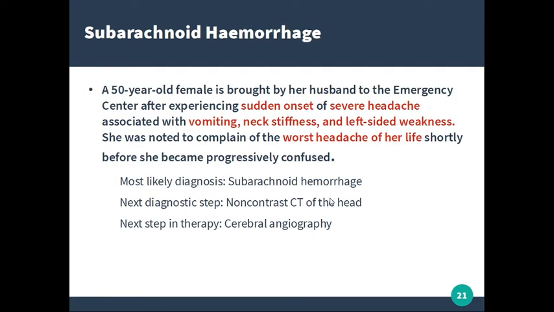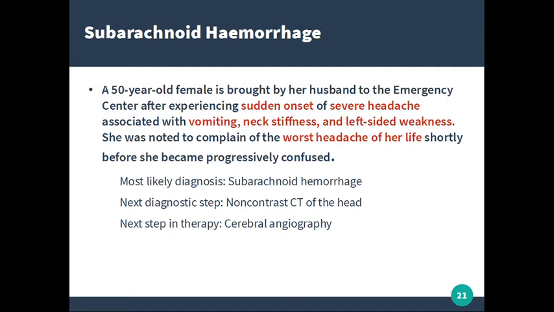For example, this is an interesting case. We have a 50-year-old female brought by her husband to the emergency department after experiencing a sudden onset severe headache associated to vomiting, neck stiffness with left-sided weakness. She noted to complain of the worst headache of her life.